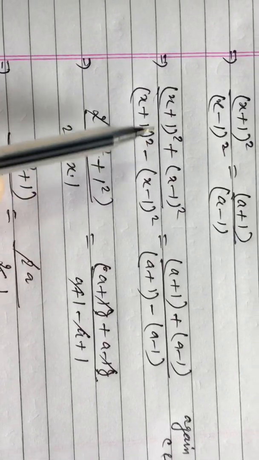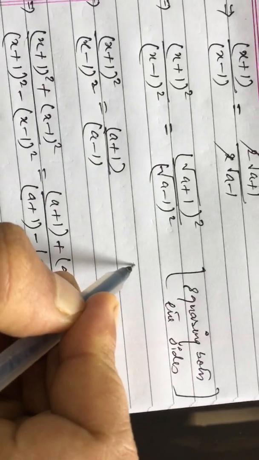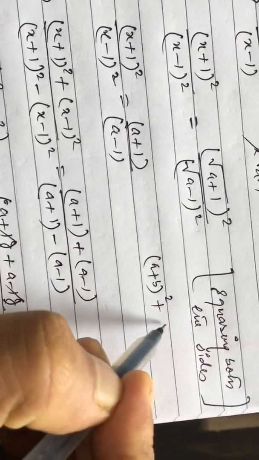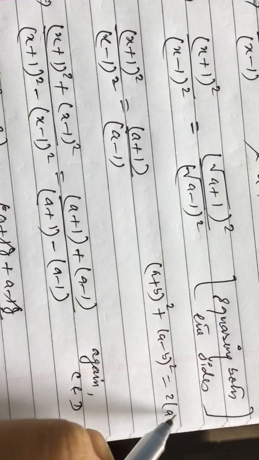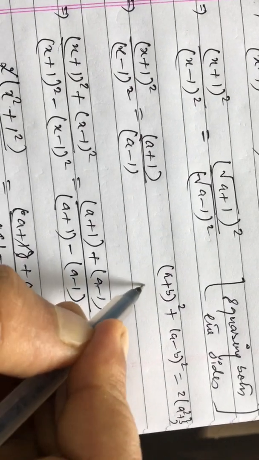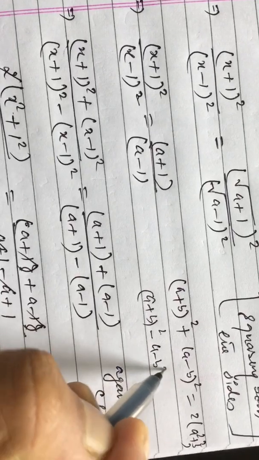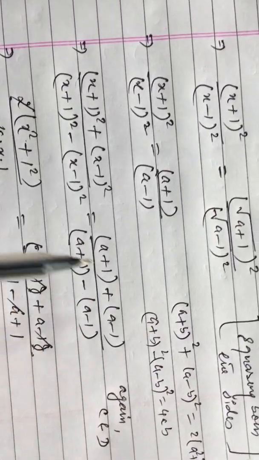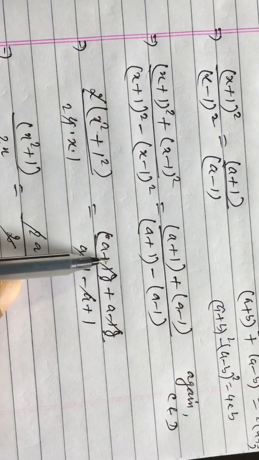Again applying the formula here. See children, I am writing here that formula. A plus B whole square plus A minus B whole square is equal to 2 times A square plus B square. And A plus B whole square minus A minus B whole square is equal to 4AB. So it is 2 times A square plus B square, and it is 4AB. And this term is the same.